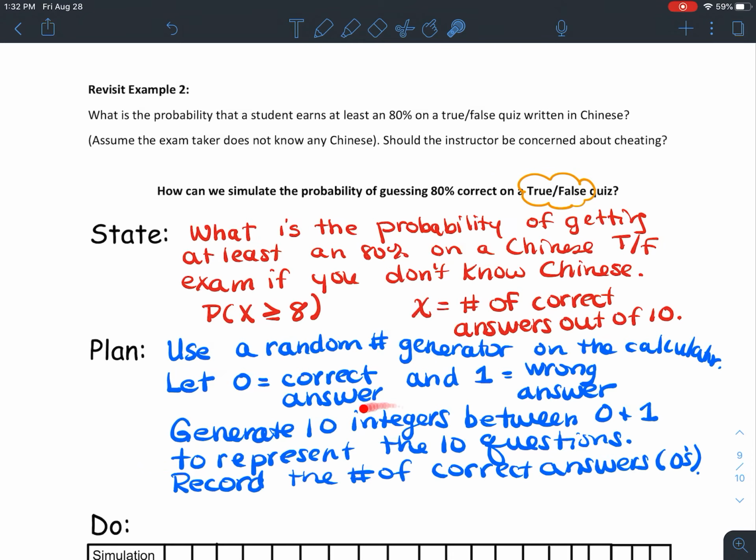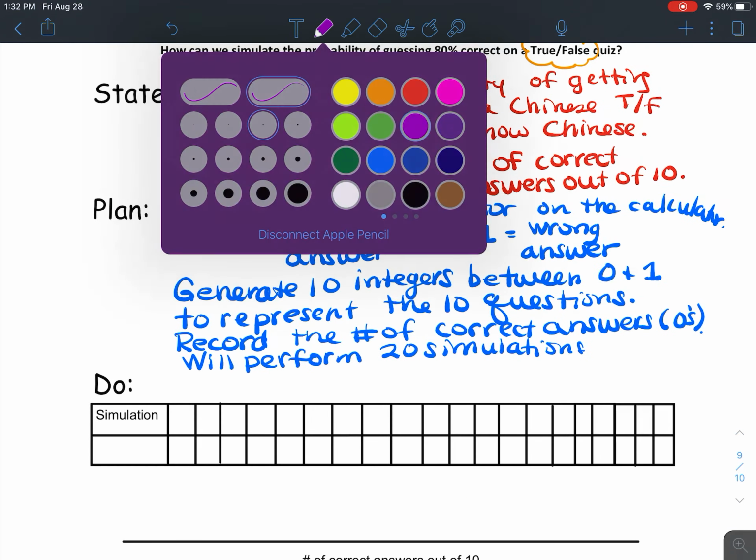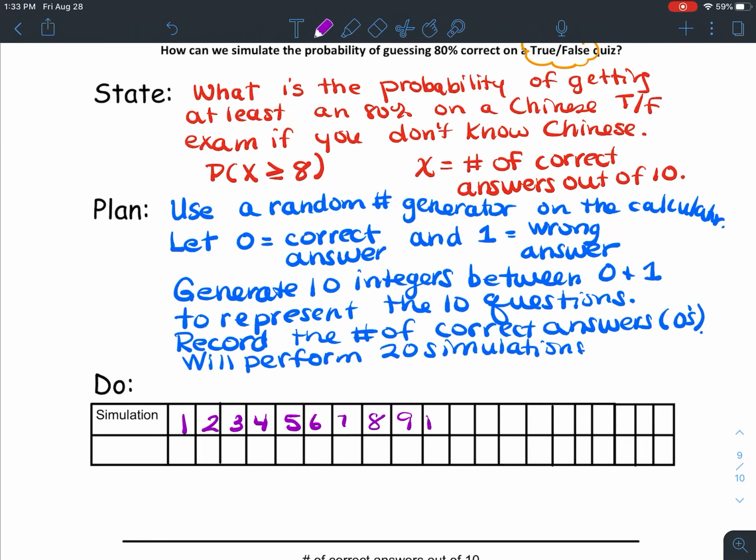So in this plan step, you're saying what tool you're going to use. You're going to define what your numbers are representing. You're going to explain how many numbers you're going to generate, and what it represents, and then what you're recording. And then you also should say how many times you're going to do this. So we will say we will perform 20 simulations. Down here, this is just the simulation number. We're going to do this 20 times, so I'm just going to fill in 1 through 20 in these boxes here. And then the second row represents the number of correct answers in 10. Keep in mind, a correct answer, we said up here, was a 0.